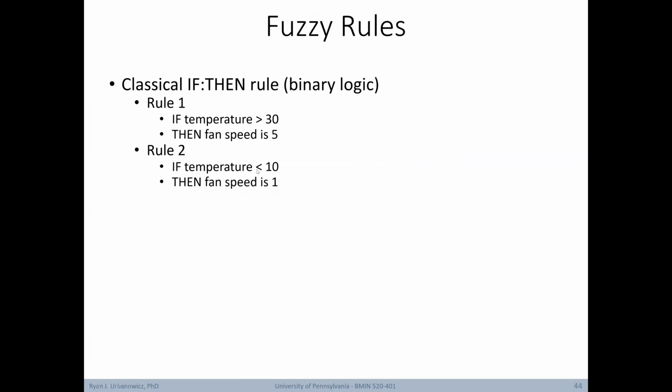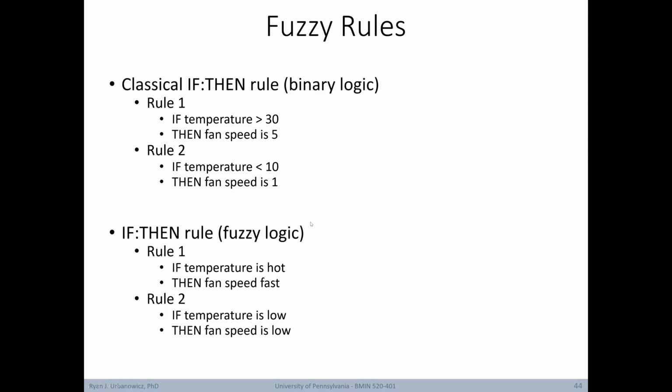Now let's take a look at fuzzy rules themselves. Here's a classical example of an if-then rule using binary logic. So rule 1 says if temperature is greater than 30, then the fan speed is set to 5. And rule 2 says if the temperature is less than 10, then the fan speed is 1. A similar fuzzy rule using fuzzy logic might look like this. If temperature is hot, then fan speed is fast. While rule 2 might say if temperature is low, then fan speed is low. Notice that these rules are now defined in very qualitative terms rather than precise quantitative ones.